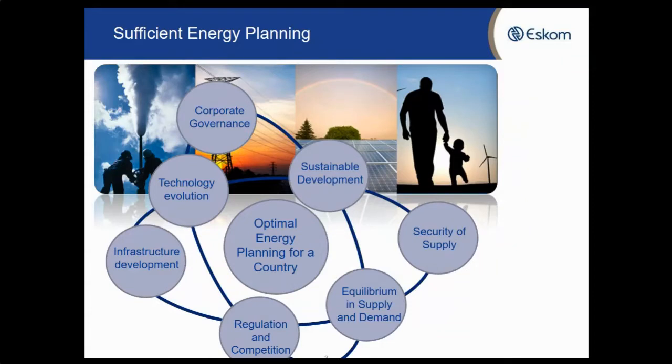Planning for sufficient energy resources in a country is of paramount importance to ensure a sustainable development of the economy and the prosperity of its citizens. Eskom is tasked to create an equilibrium between the country's electricity demand and the supply thereof. So this should be done considering the impacts of corporate governance, technological evolution, infrastructure development, regulation and competition, and corporate governance to ensure that we've got security of supply.